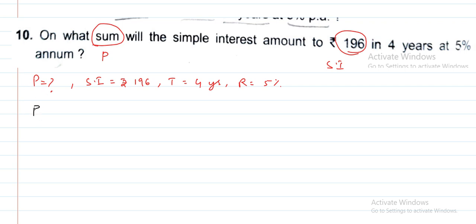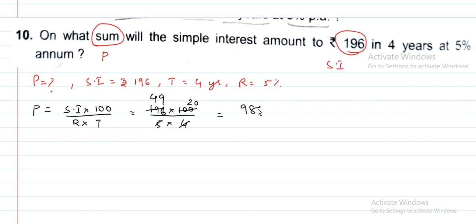So principal formula is how much? P is equal to SI into 100 by rate into time. So SI is 196 into 100 by rate is 5%, time is 4. So now we'll cancel it. 4 4s are 16, remaining is 3, 4 9s are 36, and 5 4s are 20. So 49 into 20 is 980. So principal is rupees 980. So this is our answer.